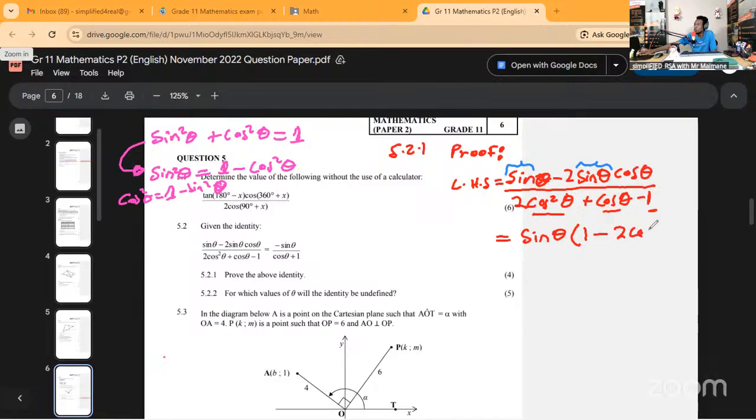2 cos theta, not cos squared, just cos theta, over the denominator. Guys, do you see what's happening on the denominator? Or am I the only one who's seeing it?